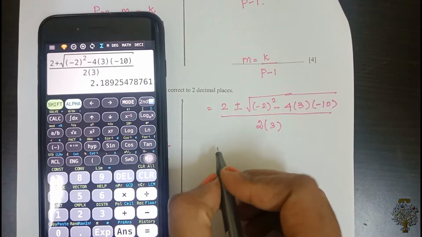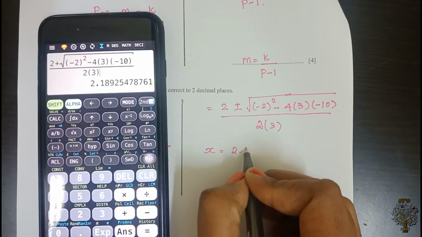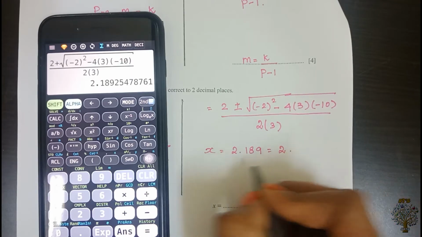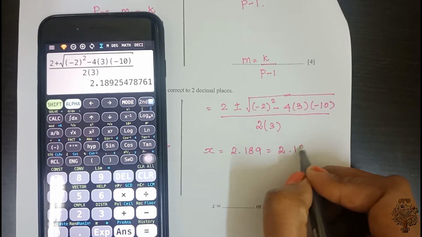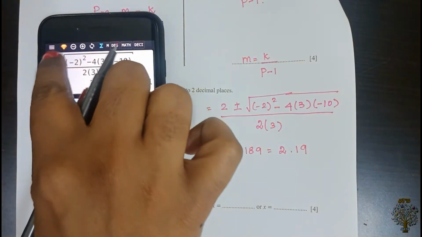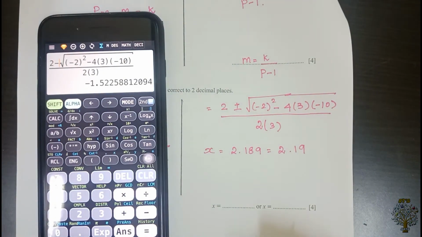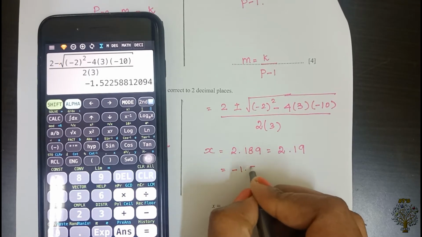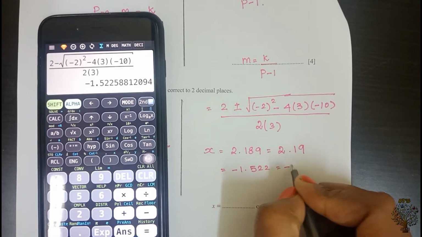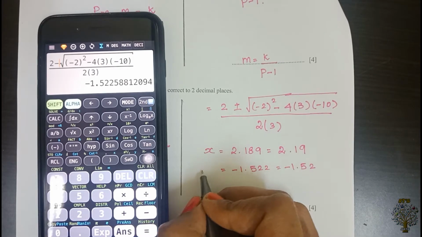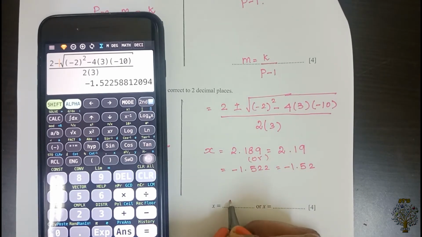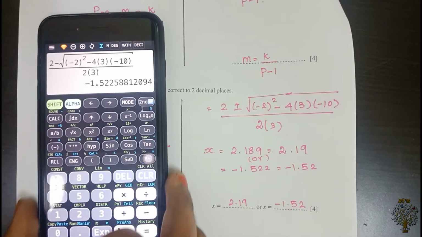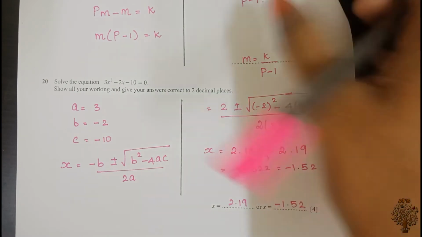So we have one answer. X is equal to 2.189. They told us correct to 2 decimal places, so I'm going to write this as 2.19, 2 decimal places. Now change the symbol alone. When you change the symbol, that is giving you negative 1.52. I can write it as negative 1.52 to 2 decimal places. So these two are answers, 2.19 and negative 1.52. These are the required values of X.